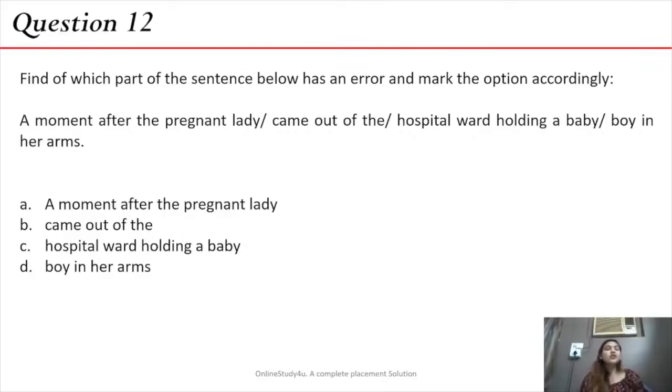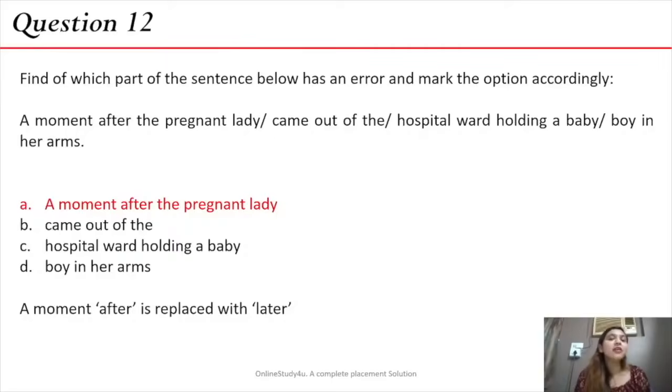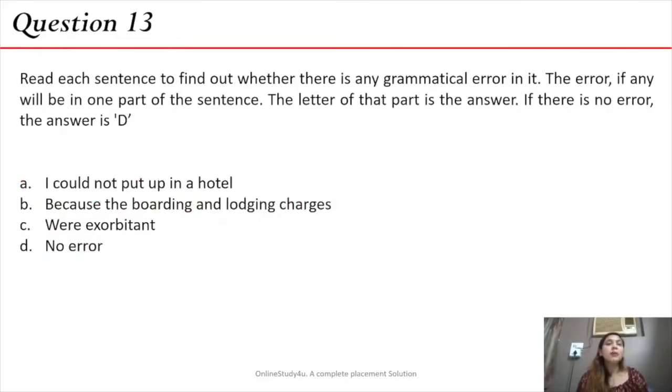All right. So the correct answer is A, but "after" has to be replaced with "later." That is, a moment later, the pregnant lady came out of the hospital ward holding a baby boy in her arms. Okay, it's going to be a moment later. So "after" we will replace it with "later." All right, so that is the correct answer option. I hope you guys have got this correctly. With that, I'll just move to question number 13.